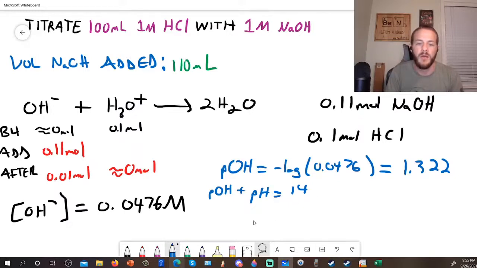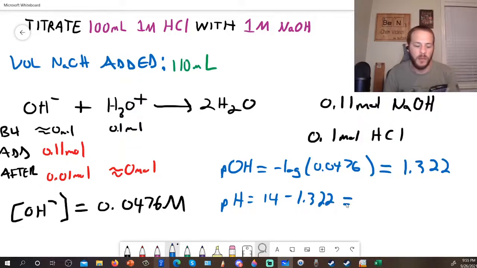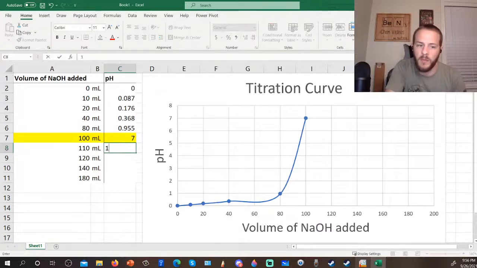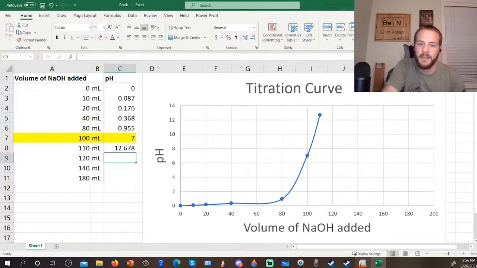Positive vibes. Okay, so now we can simply calculate pH, right? pH is going to be 14 minus that 1.322, and I got a value of 12.678. So I'm going to hop back into Excel real quick and type that in. 12.678, not 687, 678.